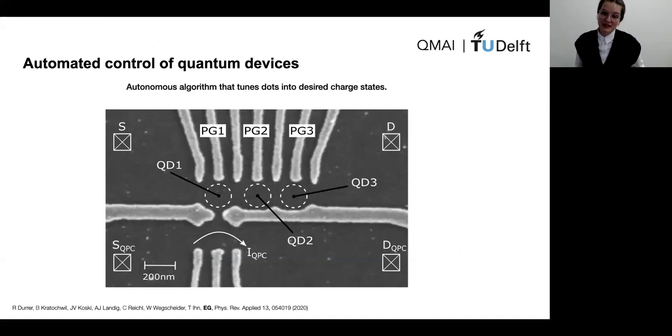So this is an experiment that we did back when I was still at ETH with quantum dots. Quantum dots are a different type of quantum device. It's a semiconductor system, and your qubits are now not atoms, but they are electrons that are trapped and manipulated in some semiconductor structure.